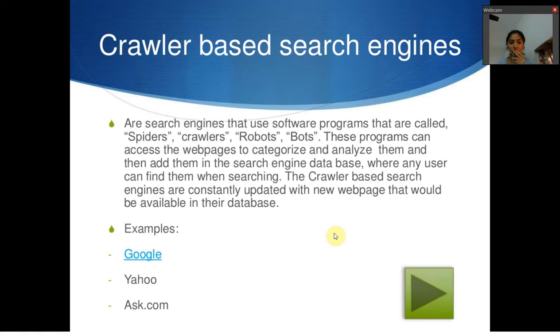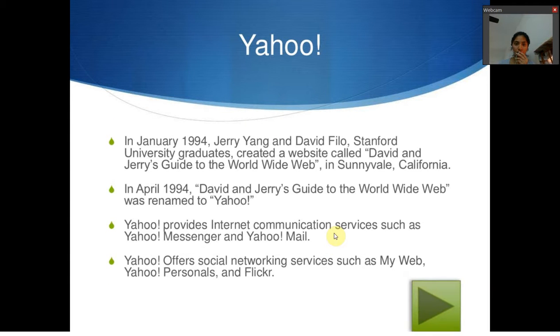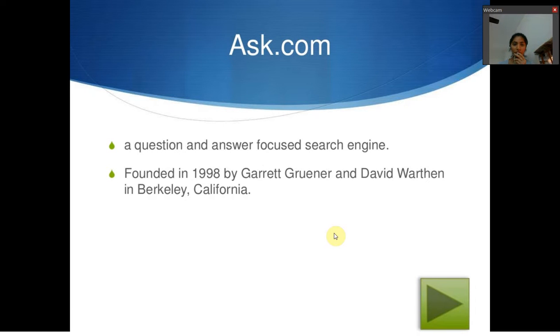The types of search engines are crawler-based, directory, specialty, hybrid, and meta search engines. Crawler-based search engines access web pages to categorize and analyze them and then add them to the search engine's database. The database is constantly updated and web pages can be crawled again. Examples of crawler-based engines are Google, Yahoo, and Ask.com.